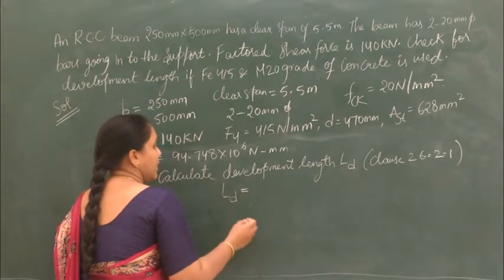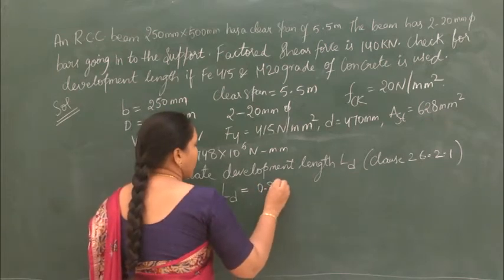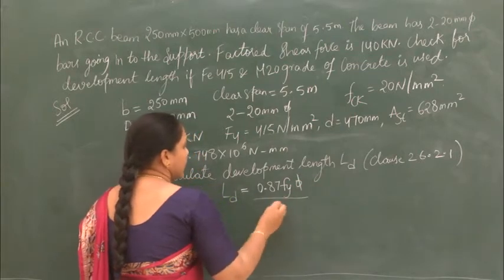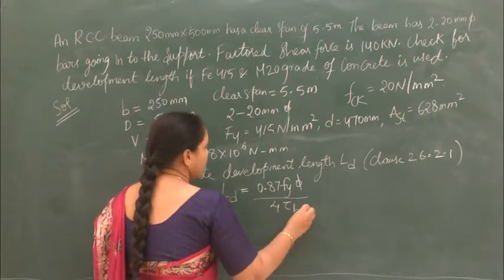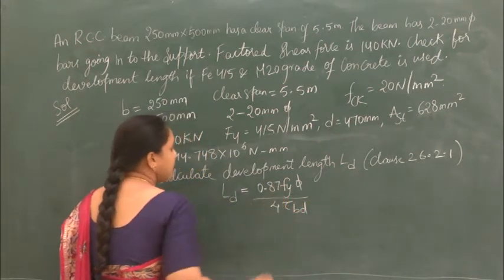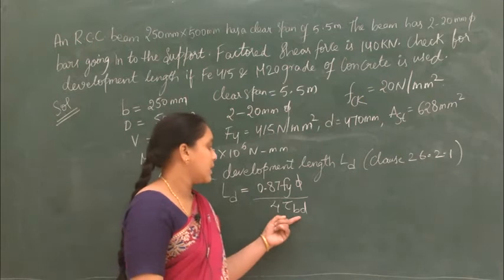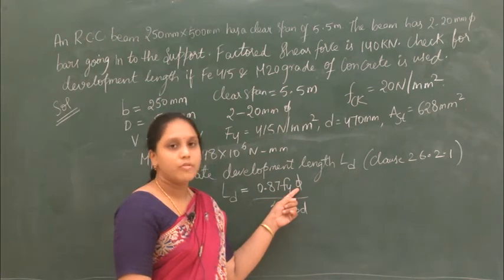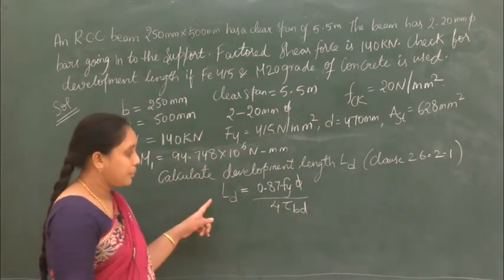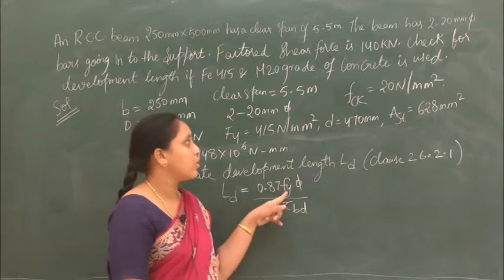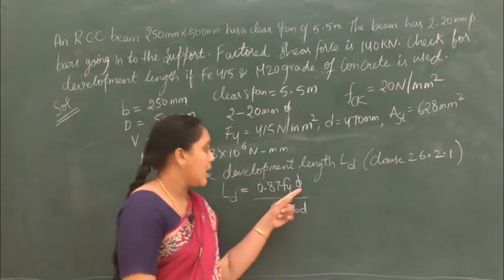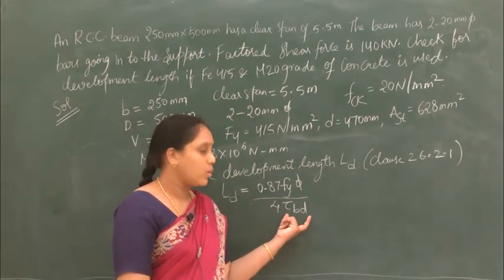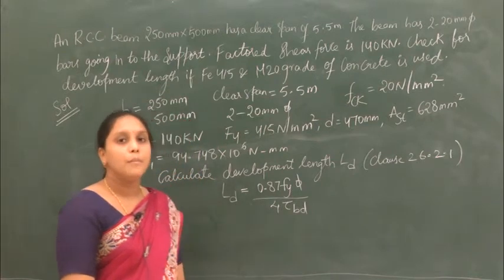So what is the formula? LD is equal to 0.87 Fy into phi, that is the diameter, divided by 4 into tau BD. Okay, so tau BD here is nothing but the bond stress, Fy is the grade of steel, and phi is the dia of the bar. So now what? Fy is already known. So Fy is 415 Newton per mm square, and phi is already known, that is the dia of the bar. But the unknown here is what? The unknown here is tau BD, that is the bond stress.